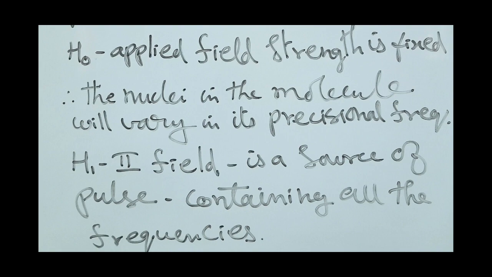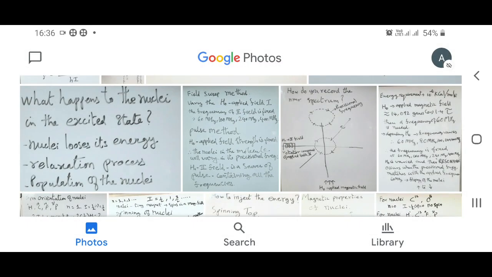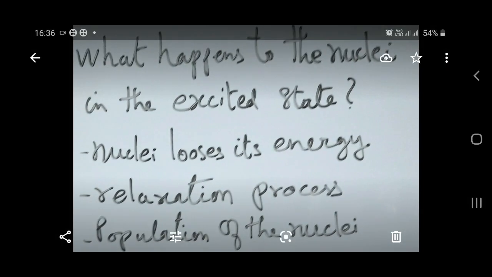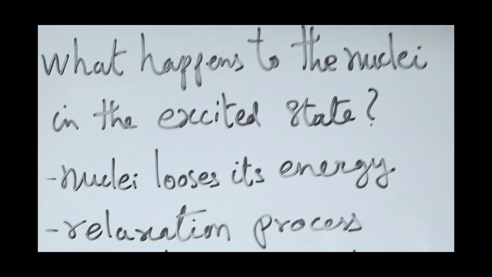Now you can easily promote all the nuclei to the excited state. This is done by modification of the radio frequency source. Instead of one source, you have a pulse. The radio frequency source will have all the frequencies. It is a broadband. So all the nuclei present in the organic molecule will be promoted to the excited state all of a sudden, and you will get the NMR spectrum also. So this is the pulse method. The NMR spectrum can be recorded by two methods. And in the last lecture, we stopped with a question: what happens to the nuclei in the excited state?